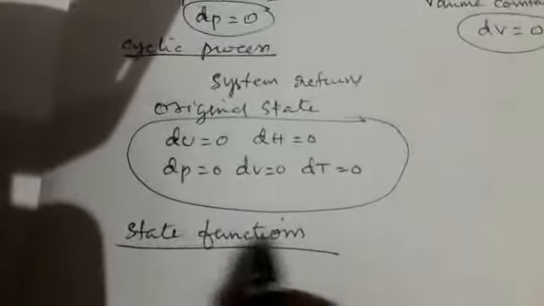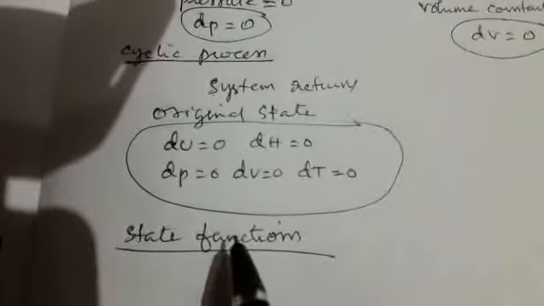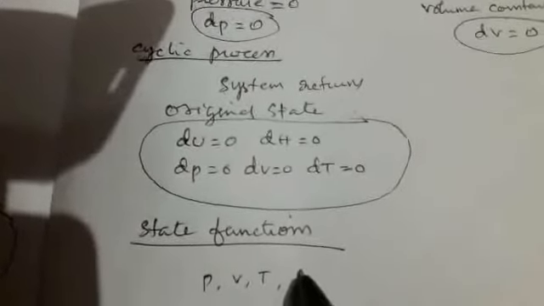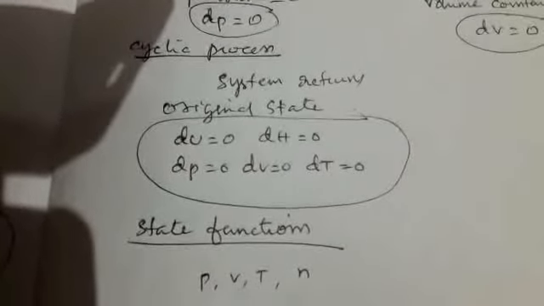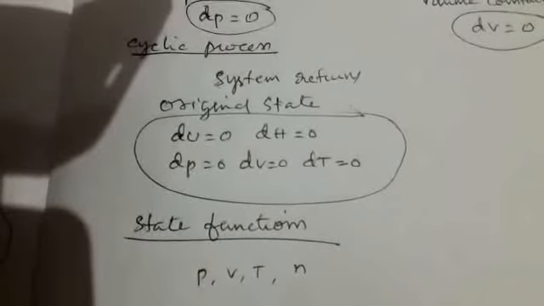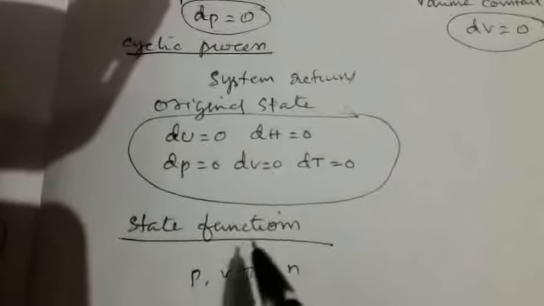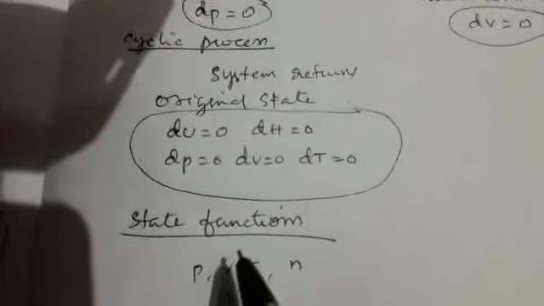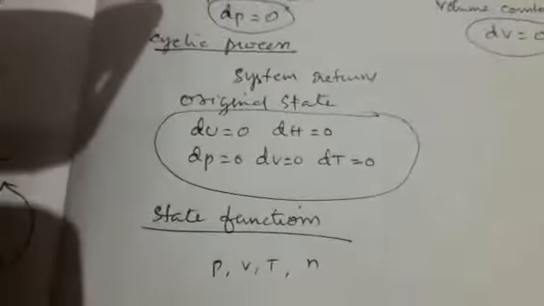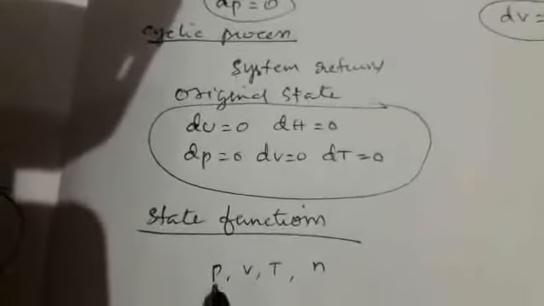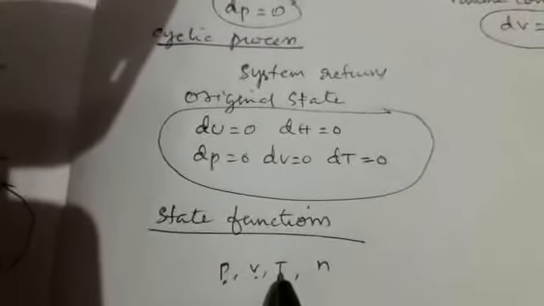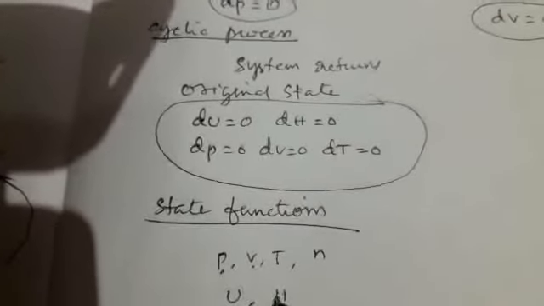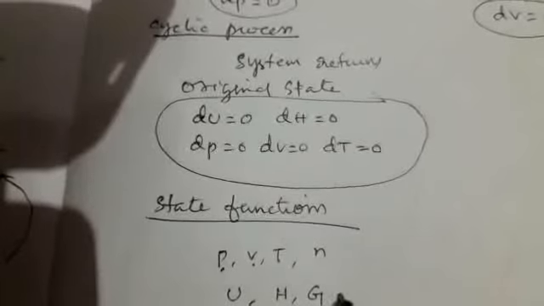Next, state function. A thermodynamic system can be defined by variables such as pressure, volume, temperature, number of moles. A state function is a thermodynamic property of the system that has a specific value for a given state, and does not depend on the path or manner by which that state is reached. Examples: pressure, volume, temperature, internal energy U, enthalpy, and free energy, etc.